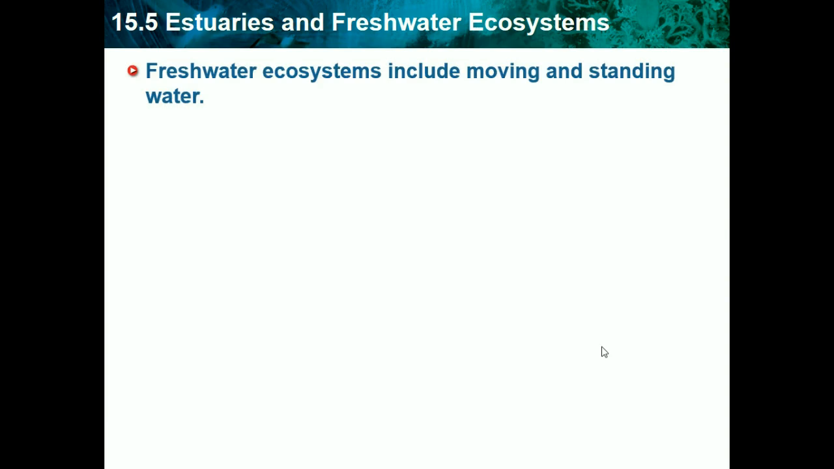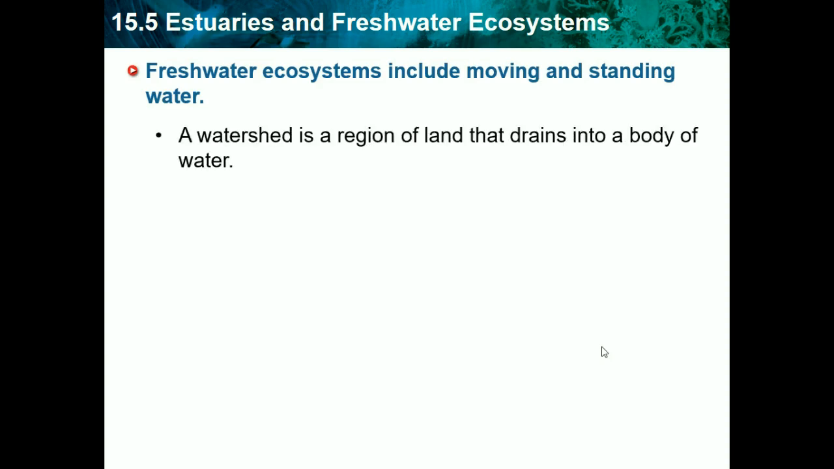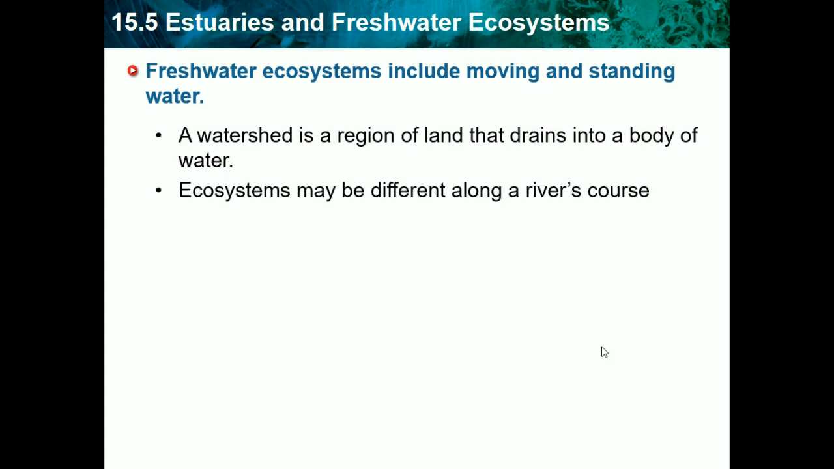Freshwater ecosystems include moving and standing water. Freshwater is just not salt water, so not from the ocean. A watershed is a region of land that drains into a body of water. A watershed could also be land basically dividing two different rivers or two different bodies of water.